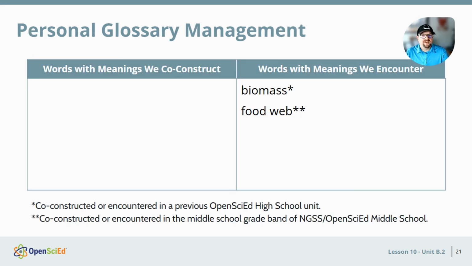Here are the terms students will add to their personal glossaries. The specific terms they encounter and add are biomass and food web. I like to have them add these definitions as they naturally come up during the Serengeti food web mathematical modeling.